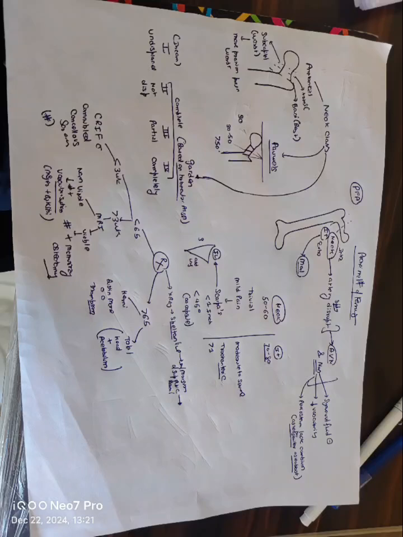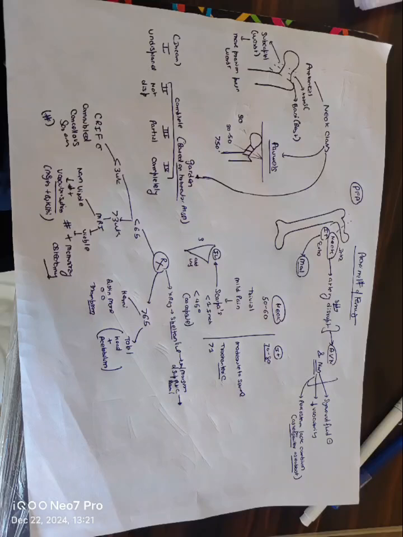Coming to the second classification, Pauwels classification, it's based on the angle subtended by the fracture. It is classified into three parts: less than 30 degrees, 30 to 50 degrees, and greater than 50 degrees.